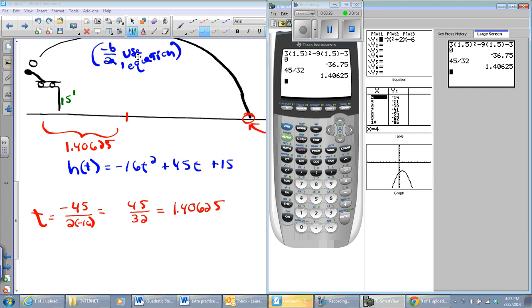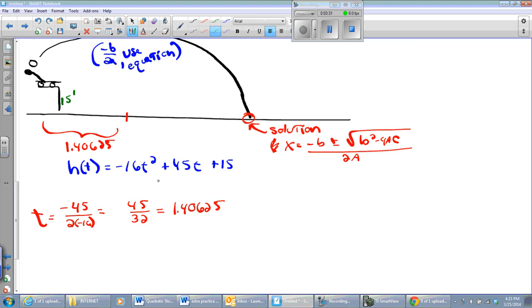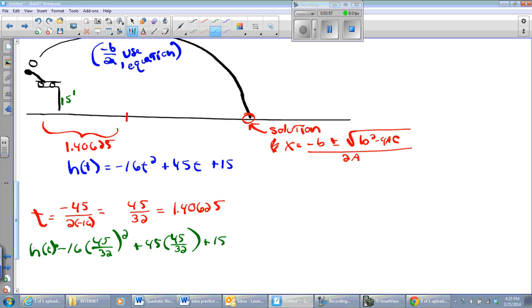To get the y-coordinate, or the h-coordinate, I'm going to plug this into this equation. Now, if you want, you can use the 45 over 32. Negative 16 times 45 over 32 squared plus 45 times 45 over 32, and then plus 15. So this will get me the height at the given time. That's supposed to be an equal sign there. It doesn't look very good. Hold on one second.